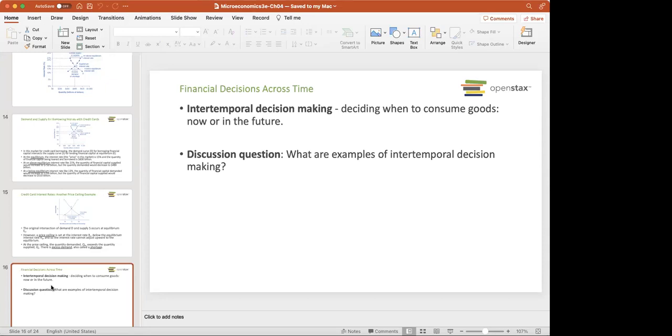But think about how a change in interest rates may lead to a change in what or when you purchase something over time. So let's say that you've been saving to buy a house, and you had planned on buying a house in early 2023.